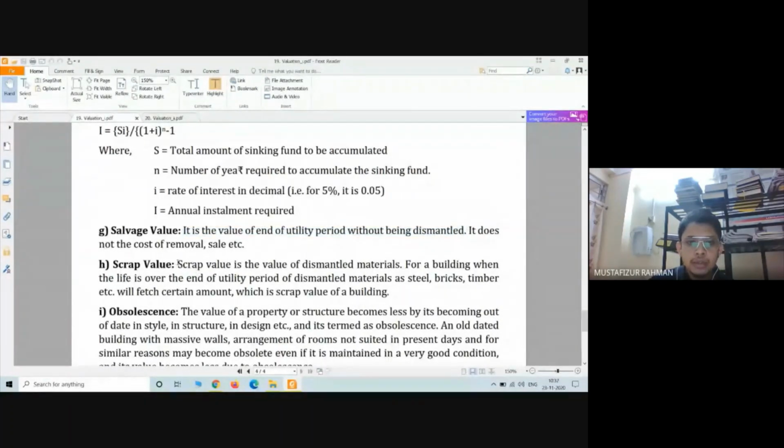And what is scrap value? Scrap value is the value of dismantled material. The life of the property is over. Whatever materials are left, I dismantle them and sell them in the market. How much money will I get? That is scrap value. Both are at the end of the utility period, but salvage value is without being dismantled, and scrap value is of dismantled material.